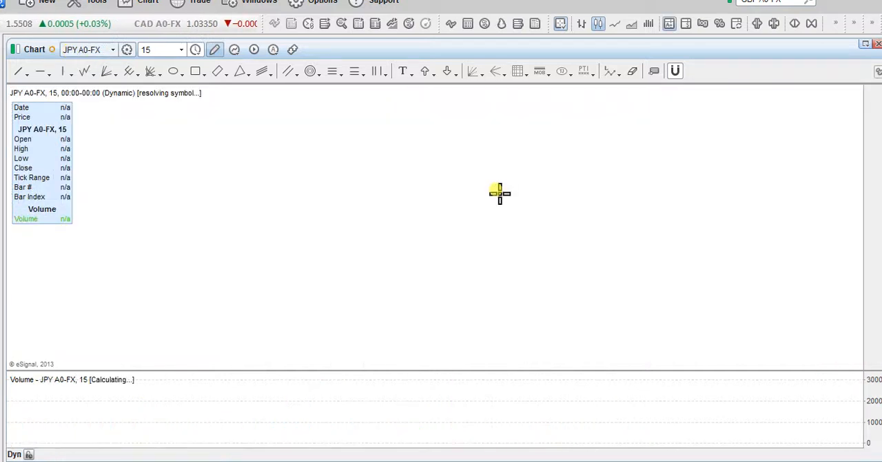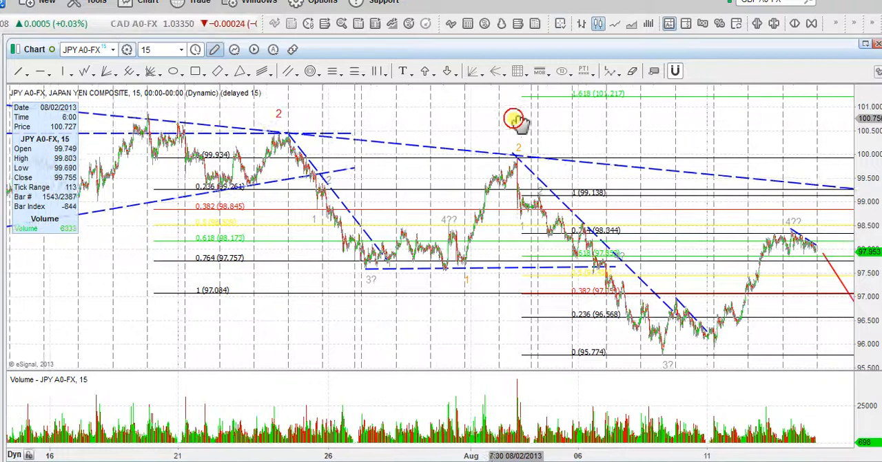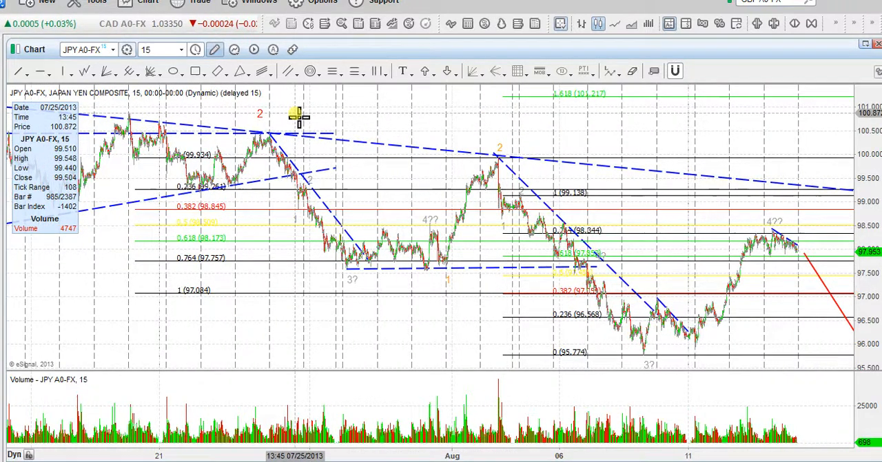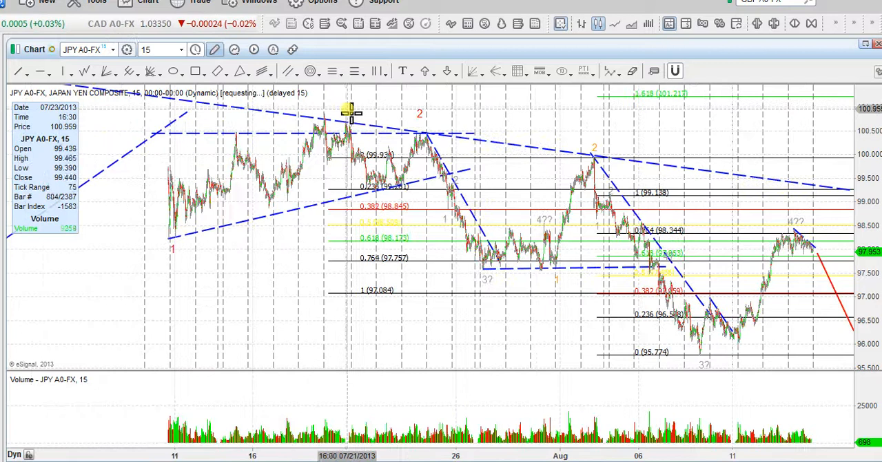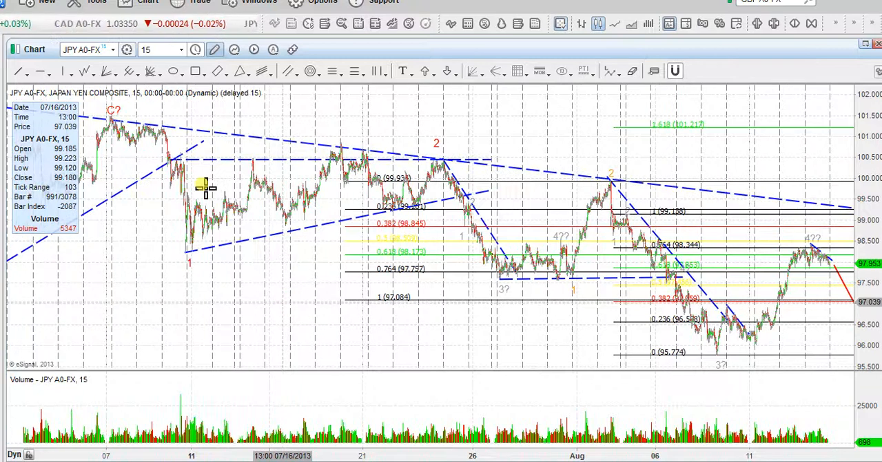Last pair I want to touch on today. And dollar yen's pretty interesting. The overall bias for this pair is down, and you guys remember we took advantage of this pair twice. Caught it 2 times for over 200 pips both times.